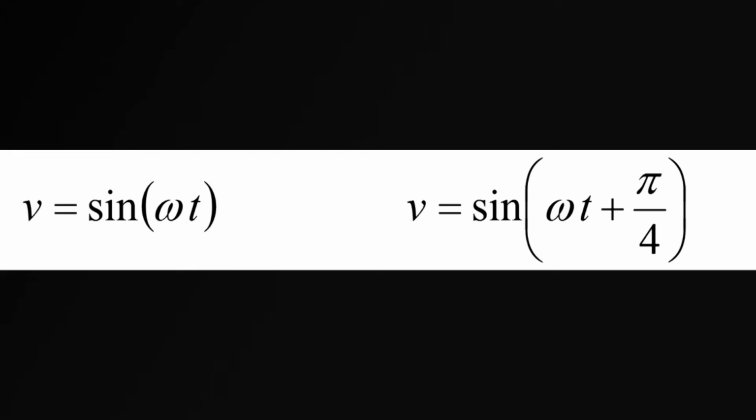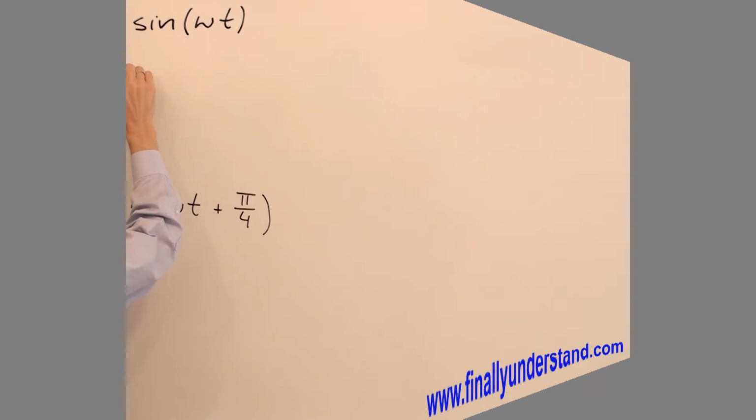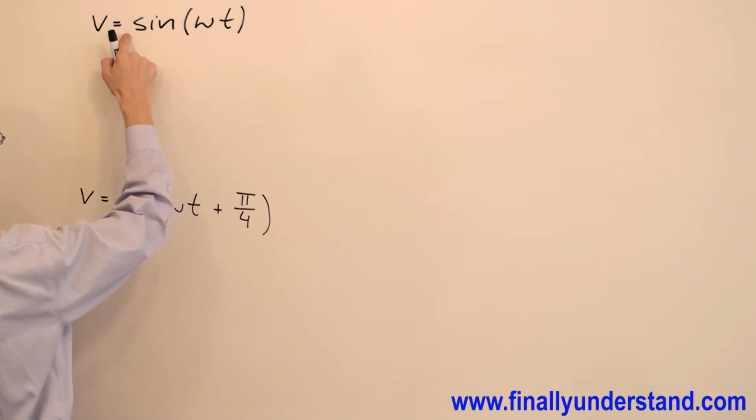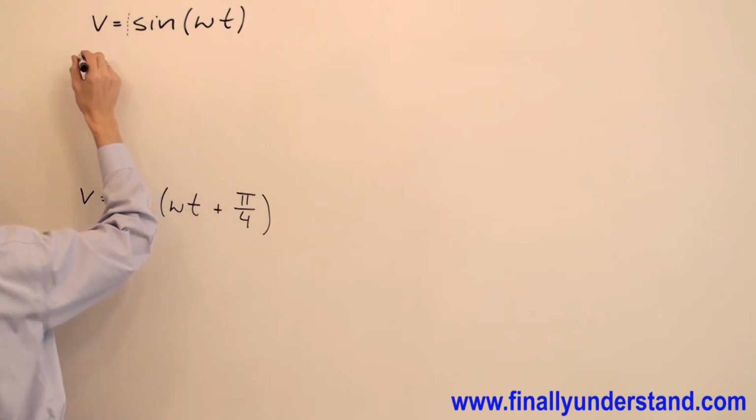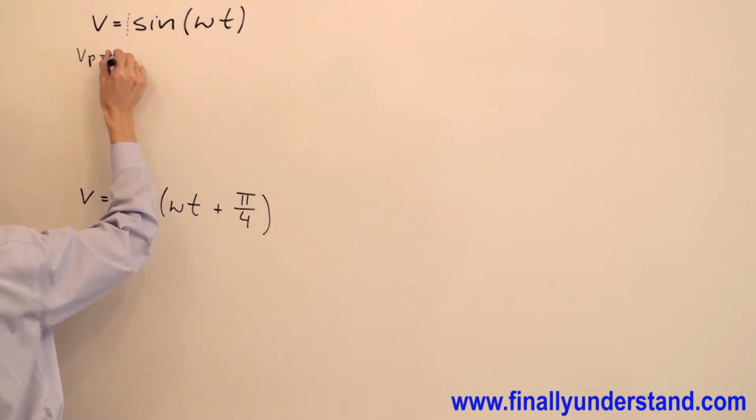Let's take a look at the first example. We have v equals sine omega t. Remember, anytime there is no integer over here, there is always an invisible 1. So I can say that my voltage peak is equal to 1.